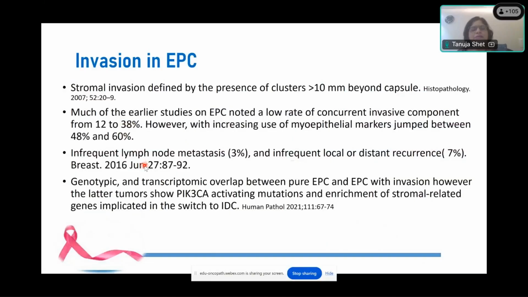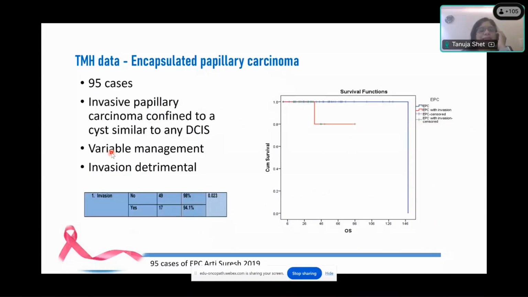In spite of being invasive, they have very infrequent lymph node metastasis and very infrequent distant metastasis. What we have found is that this invasive EPC lies between frank DCIS and IBC. So that's the story of invasive. This is our own study, which Aarti, my student, did. We now have 135 cases, but you can see that only invasive cancers ever had an event, and none of these patients really died. So the moral of the story is that very few of these will die. So this is a good diagnosis to give.